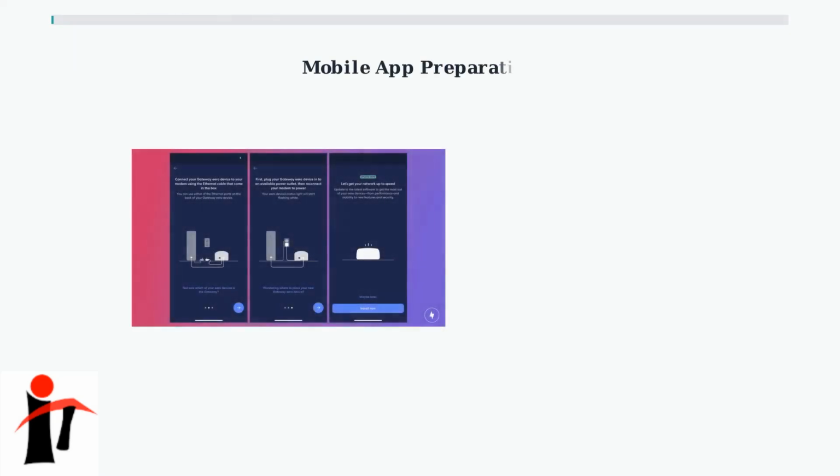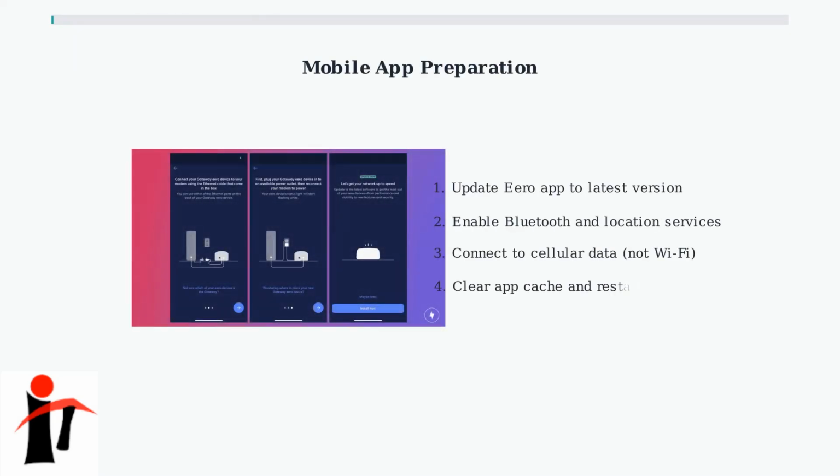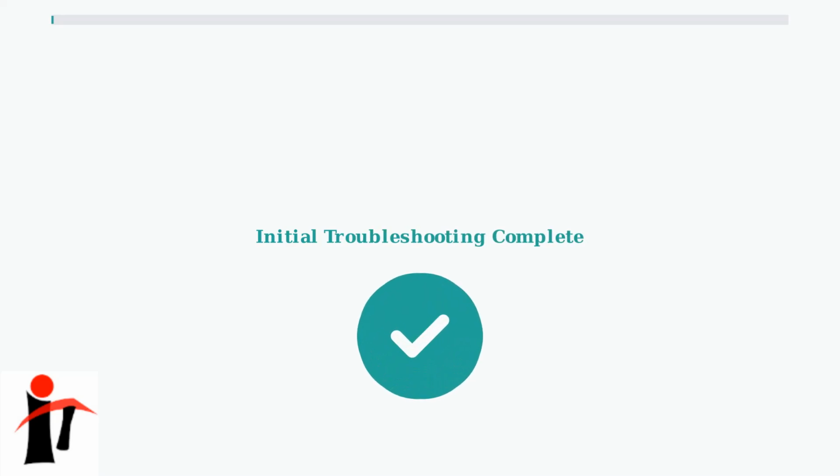Next, prepare your mobile device. Update the Eero app to the latest version, enable Bluetooth and location services, and ensure your device is connected to cellular data, not Wi-Fi. Clear the Eero app's cache and restart it for a clean setup experience. These initial troubleshooting steps resolve most common registration issues. Proper hardware setup, understanding LED indicators, and correct app preparation create the foundation for successful Eero Pro 6 registration.